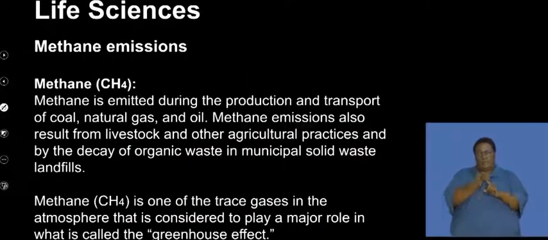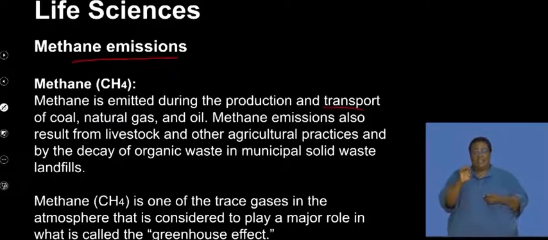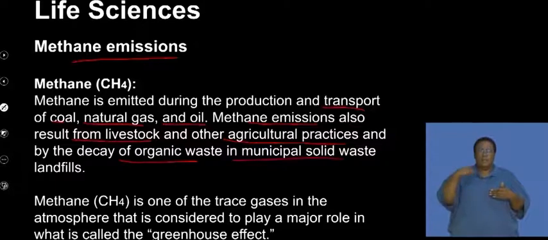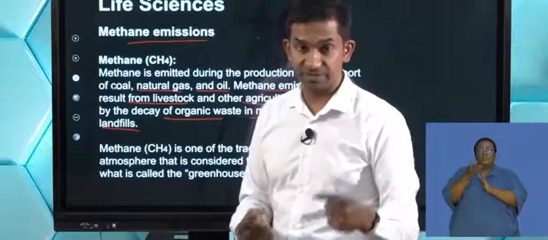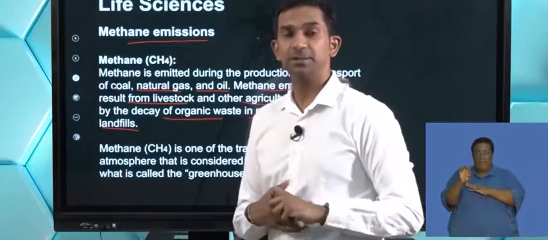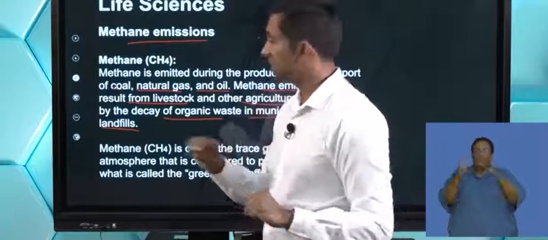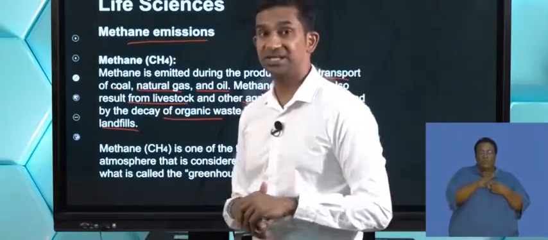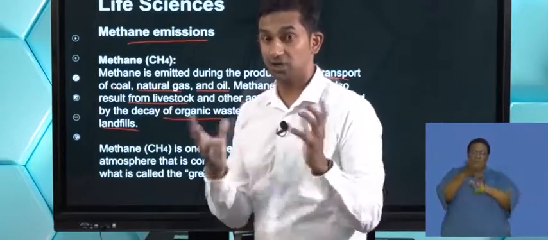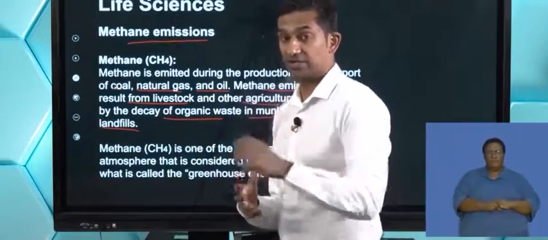Okay. There are also methane emissions that we spoke about, and this is emitted during the production and transport of coal, natural gas, and oil. Methane emission is also a result of livestock production, as well as agricultural processes, and the decay of organic waste in municipal solid waste landfills. All of these collectively contribute to an increased production of methane. So we have also been monitoring methane production globally, and we see that the production of methane, along with carbon dioxide, has also contributed to an increase in global production of greenhouse gases.